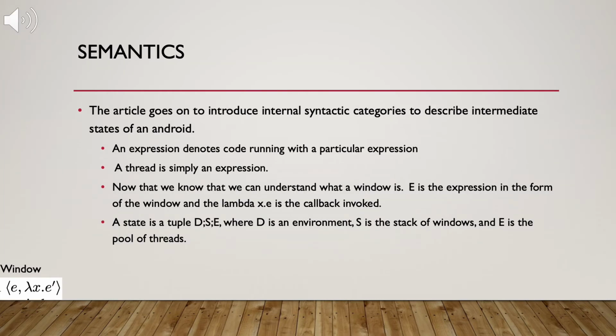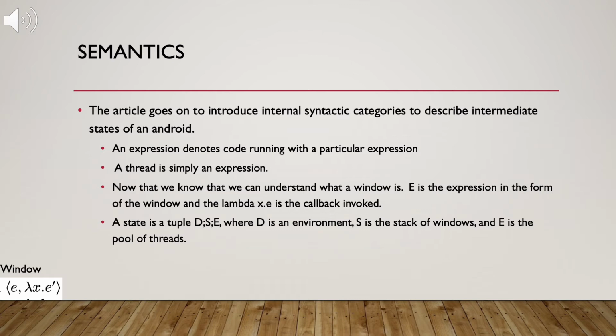We are at another imperative part of the presentation, which is semantics. In programming language theory, semantics is the field concerned with rigorous mathematical studies of the meaning of programming languages. So, the article goes on to introduce internal semantic categories to describe intermediate states of an Android.